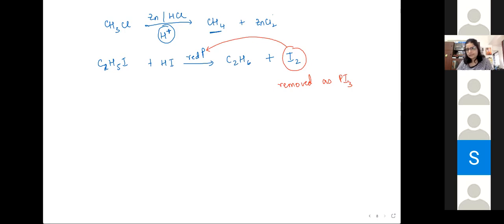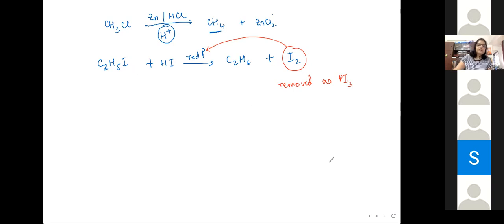Phosphorus iodide. Ma'am, I actually didn't get how to do this. What do you mean? How to do this in the sense? How exactly we are doing C2H6 plus I, or even the CH4 plus ZnCl2, I can still see how it is. But for this one, C2H5I, and basically this method I could not understand, the alkyl halide one.